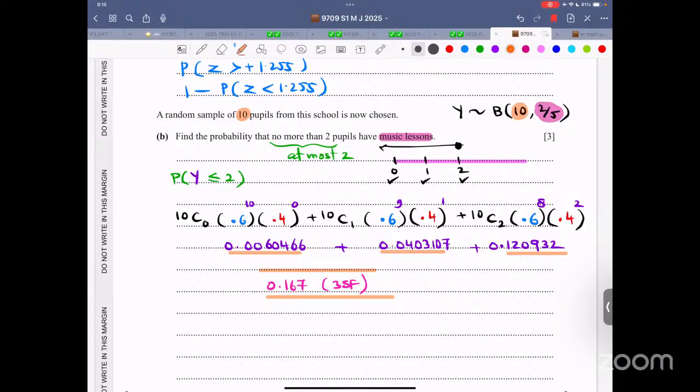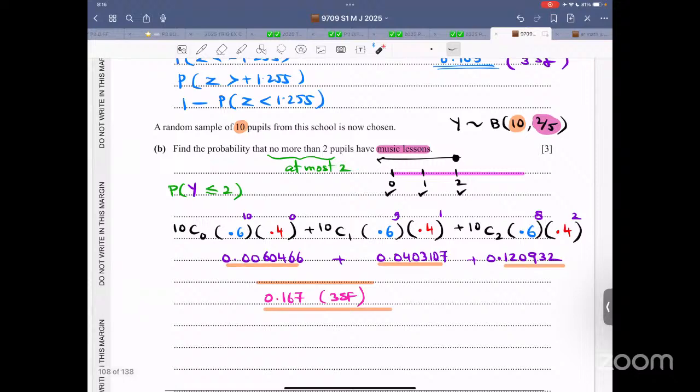This is simple binomial. No approximation. That is what I mean by the word simple binomial. Probability Y is less than or equal to 2. So basically, you have to calculate the probability of 2 and 1 and 0. 10C0, success raised to power of 0, failure raised to power of 10. 10C1, success raised to power of 1, failure raised to power of 9. 10C2, success raised to power of 2, failure raised to power of 8. We calculate this, this, and this, add it all up. This is the answer that you get.